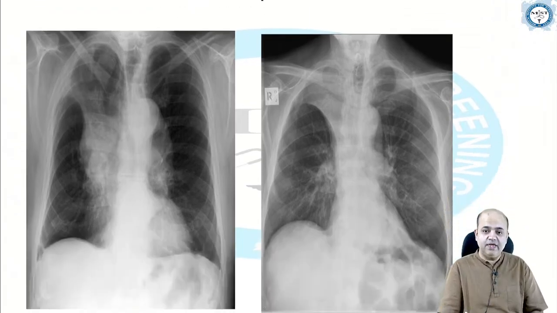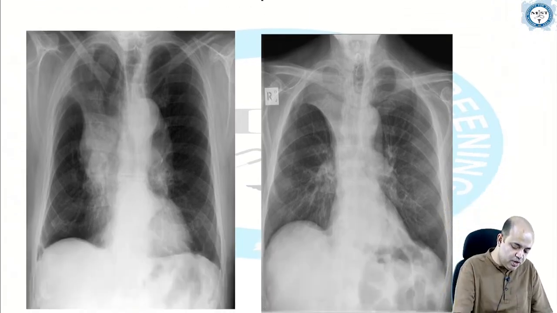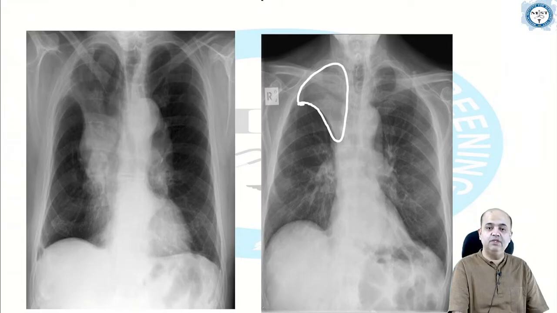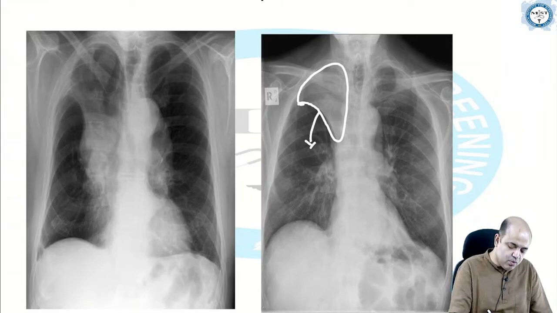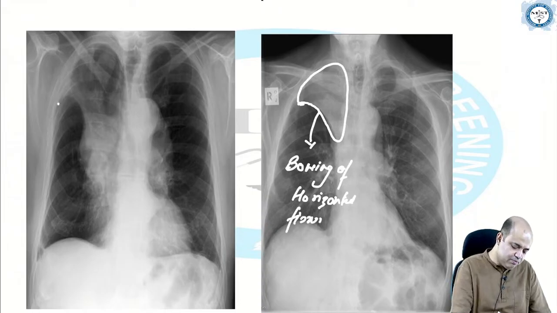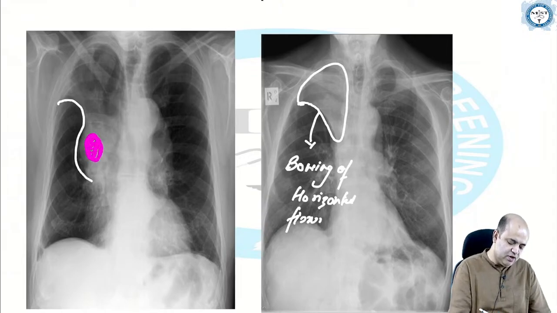Again, in the lobar collapse, what is going to happen? In the right upper lobe collapse, there will be a decrease in the volume, and there is the bowing of the horizontal fissure. But here what is happening? There is a bowing in one part and then there is a bulge in the other part. This is because there is a tumor that is sitting over here.